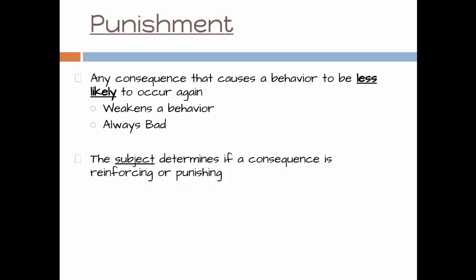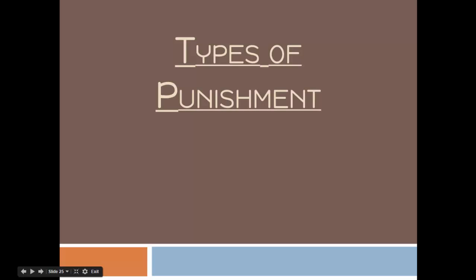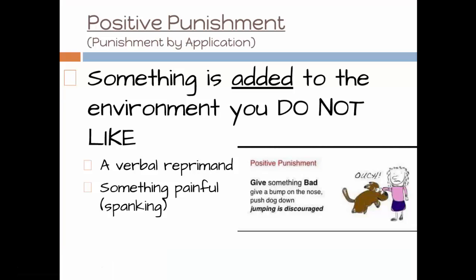So you, as the person who's going to be administering a reinforcement or a punishment, you have to know your subject to know whether or not that consequence that you are putting out there is going to be rewarding or punishing. But let's talk about the two types of punishment. Again, we're going to be using those terms, positive and negative.